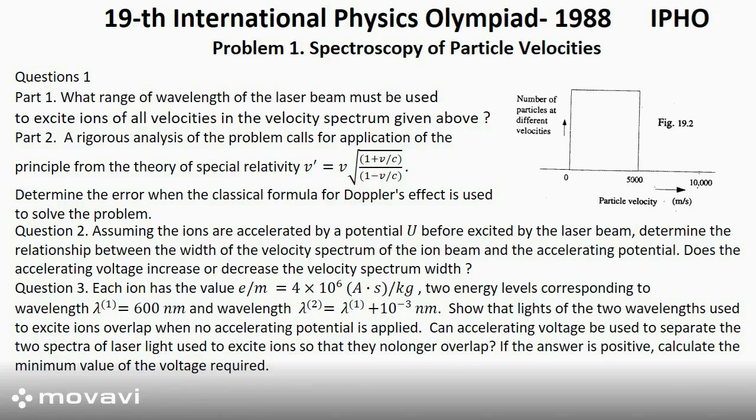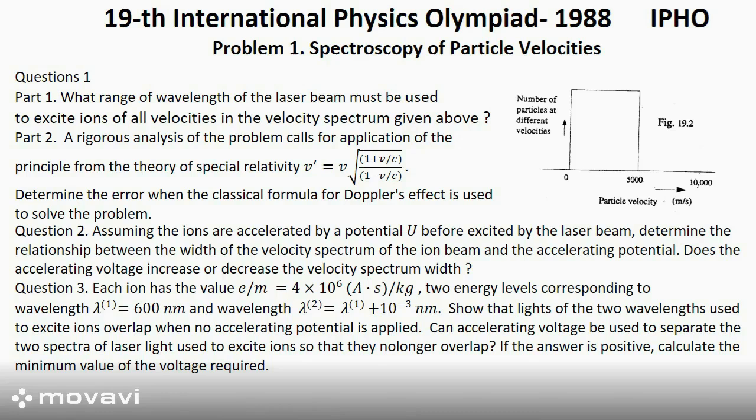Question 2. Assuming the ions are accelerated by a potential U before excited by the laser beam, determine the relationship between the width of the velocity spectrum of the ion beam and the accelerating potential. Does the accelerating voltage increase or decrease the velocity spectrum width?